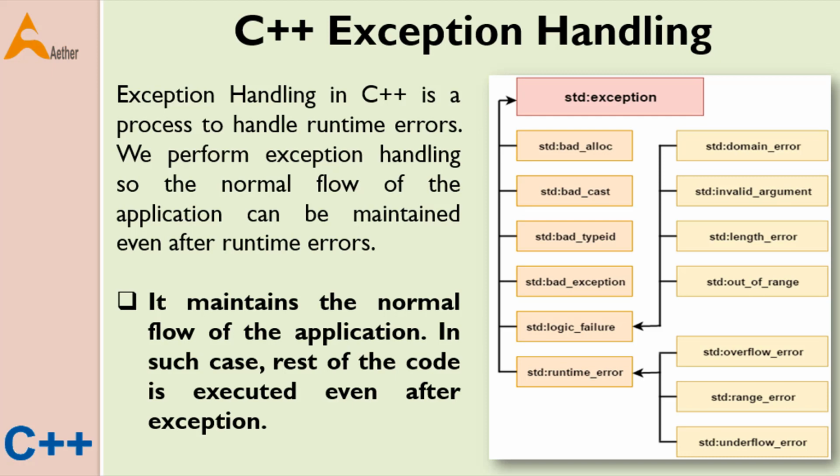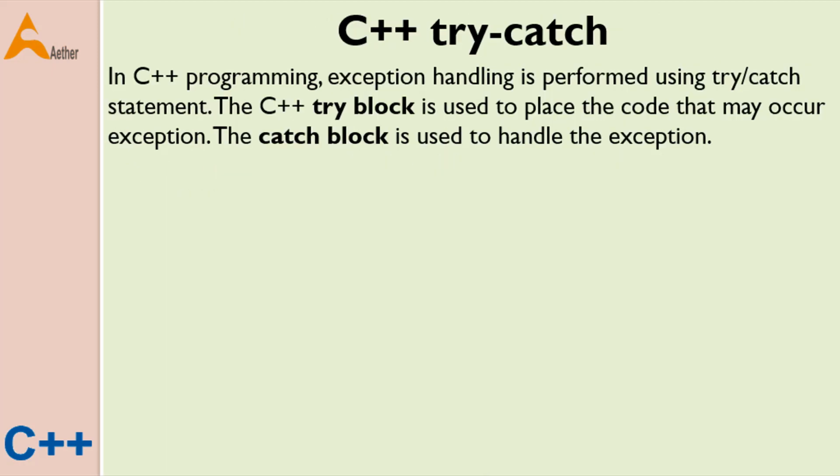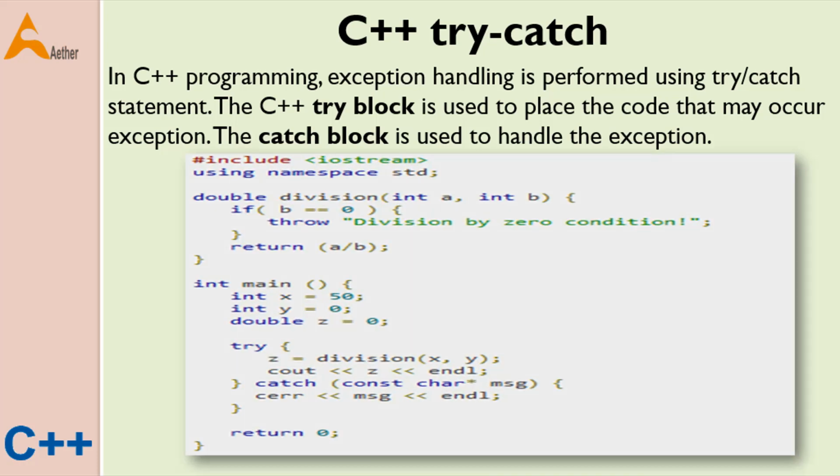Let's see try catch in C++. In C++ programming, exception handling is performed using try-catch statement. The C++ try block is used to place the code that may throw an exception. The catch block is used to handle the exception. You can see the program on your screen.